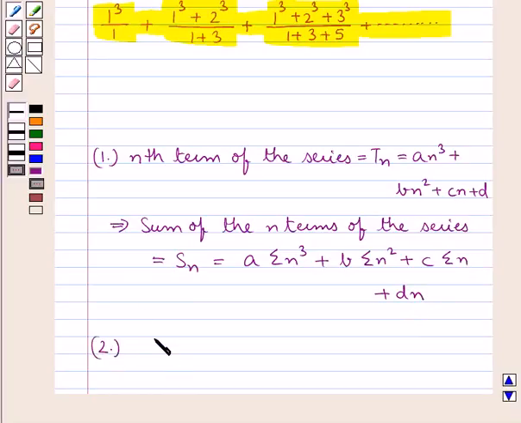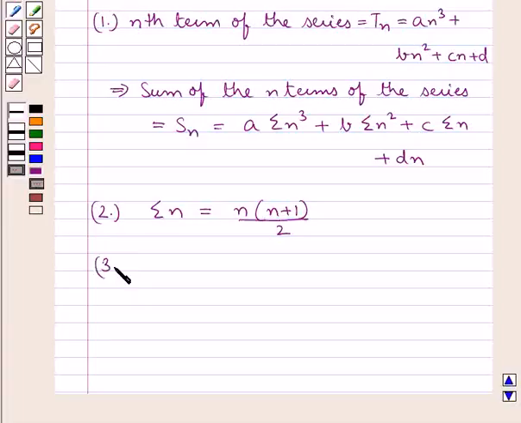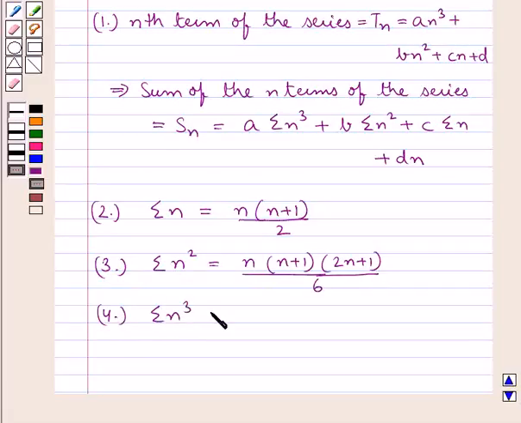Then next we have summation n is equal to n into n plus 1 the whole, upon 2. Then summation n square is equal to n into n plus 1 the whole into 2n plus 1 the whole, and this whole upon 6. Then summation n cube is equal to n into n plus 1 the whole upon 2, and this whole square, and this is equal to summation n the whole square, since we know that summation n is n into n plus 1 the whole upon 2.